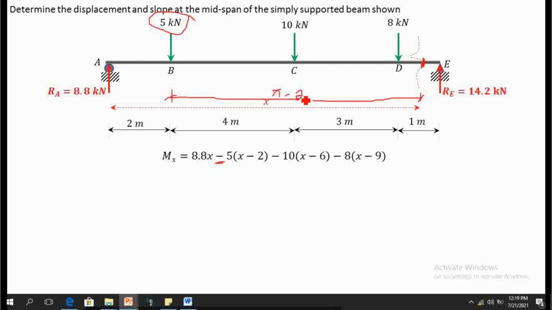Next, itong 10 na to, kapag magmo-moment kay point na to, that is counterclockwise, so minus. The distance of this 10 hanggang kay cutting plane ko is x minus 6. Saan ko nakuha si x minus 6? Itong distance na to ay yung x minus 6. Okay? Then 8 counterclockwise pag nag-moment dito. And this distance is equal to x minus 9.